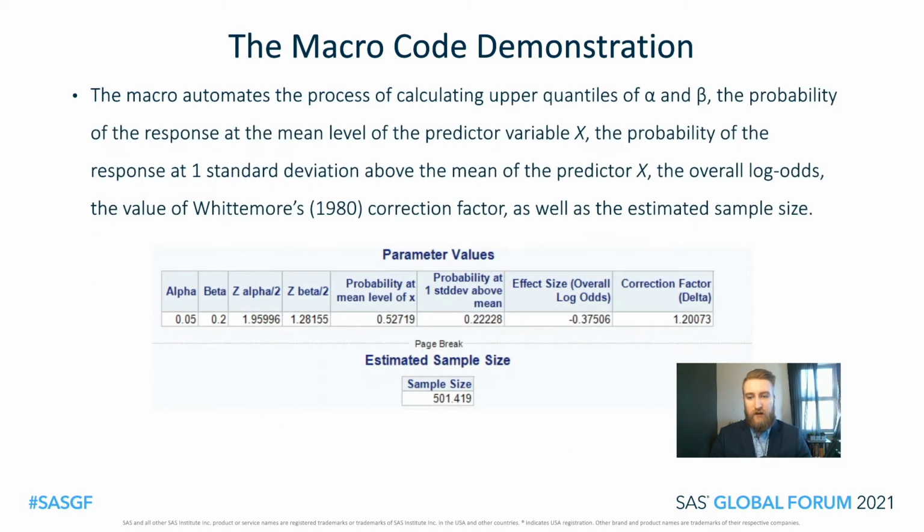What the macro is going to output is your significance and your beta. It's going to give you the upper quantiles of these two. And it's going to give you the probability of the response at the mean level of x, and the probability of the response 1 standard deviation above the mean of x. The effect size is the overall log odds between these two. In this case, that's actually quite a big log odds ratio. It's a good effect size, so our sample size is going to be small because of that. This also outputs the correction factor from Whitmore, as well as the estimated sample size for the simple case.